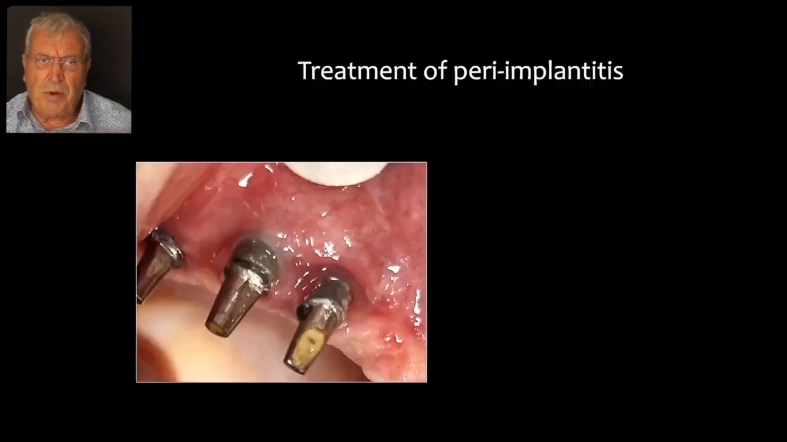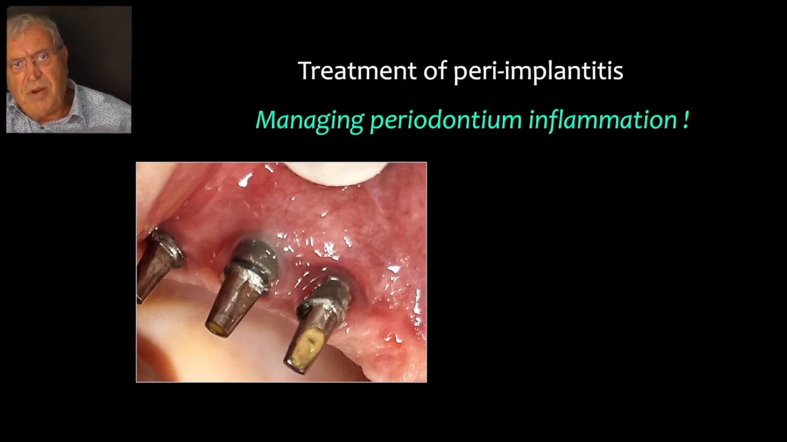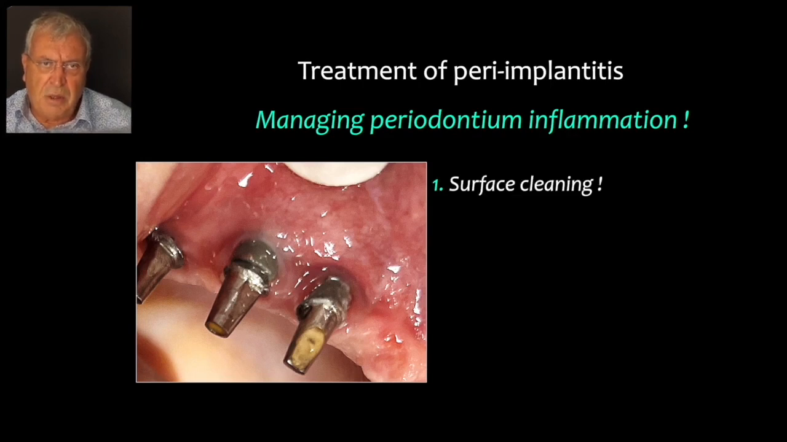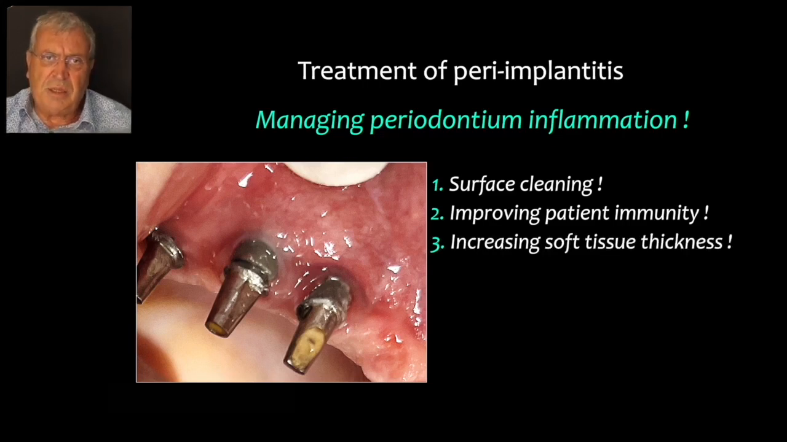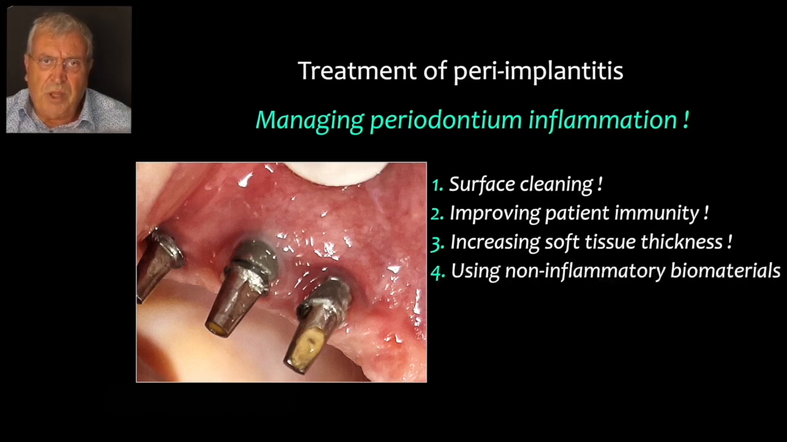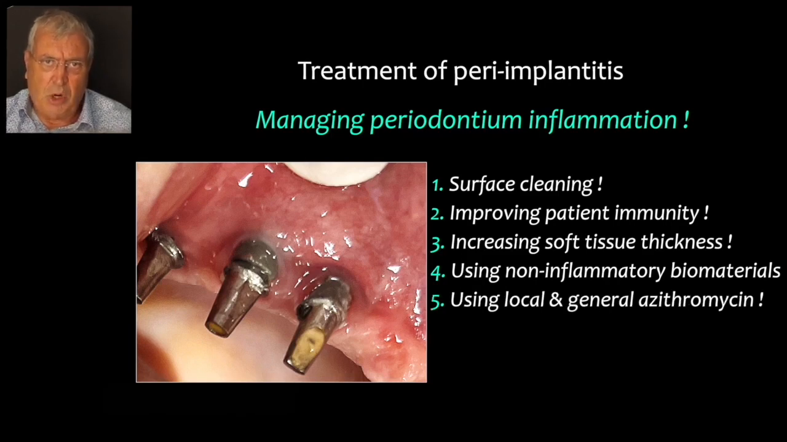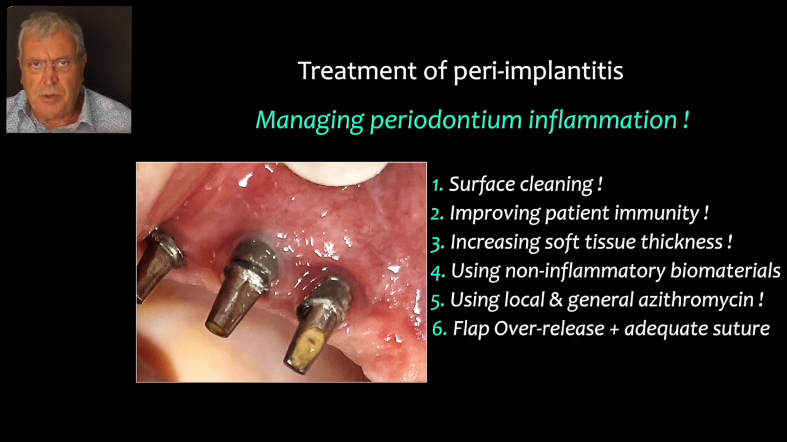If you want to treat periimplantitis, you understand that it's the management of the periodontium inflammation. The first step is to clean the surface. But before we start, we need to improve the immunity. We need to increase the soft tissue thickness. We need to forget the inflammatory biomaterials. We need to use azithromycin, local and general. And obviously, over-release and adequate suture.